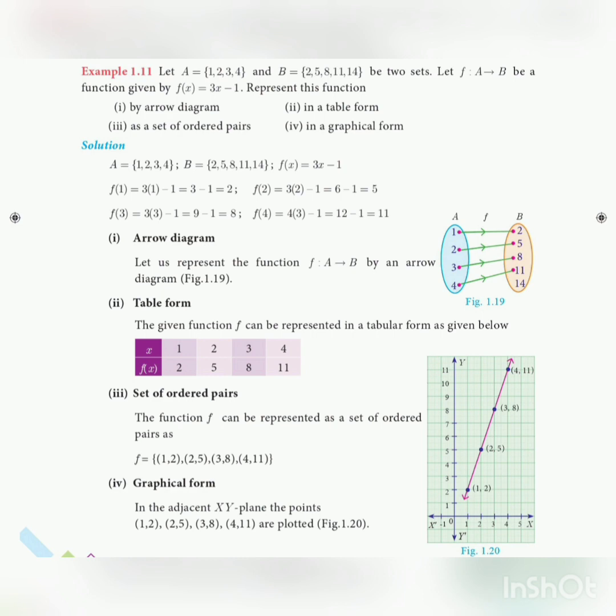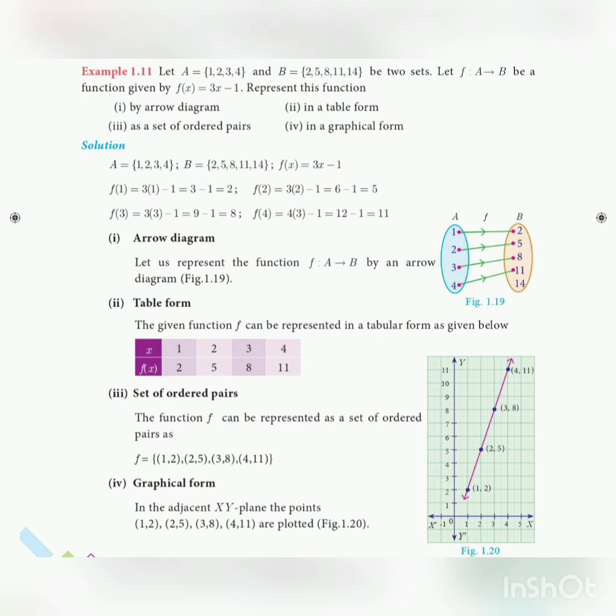Third subdivision is set of ordered pairs. So we write function f as a set of ordered pairs. That means using set brackets, within that, we write each of the ordered pairs, each element of set A and corresponding image separated by commas and written as an ordered pair. So (1, 2), (2, 5), (3, 8) and (4, 11) are the elements of f. We give this as a set of ordered pairs.